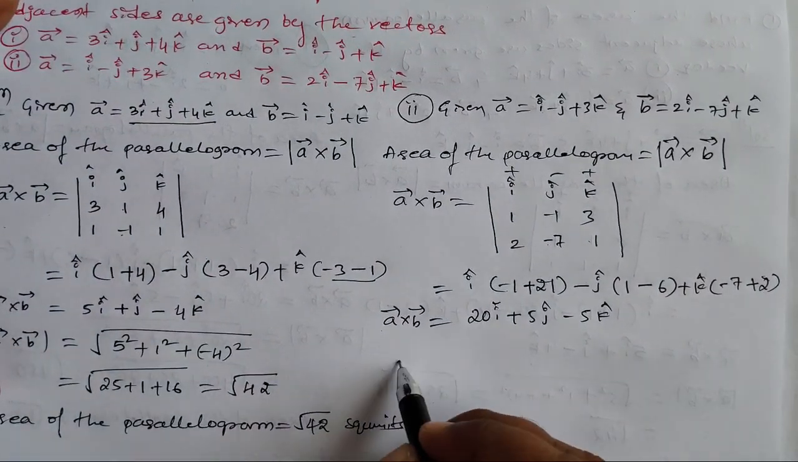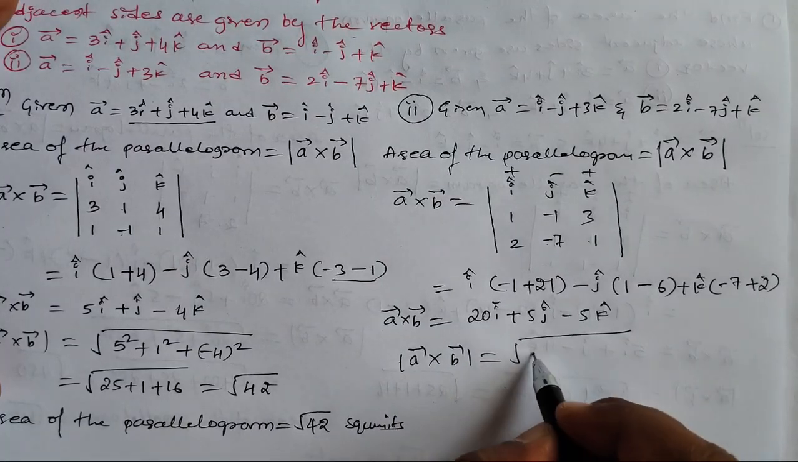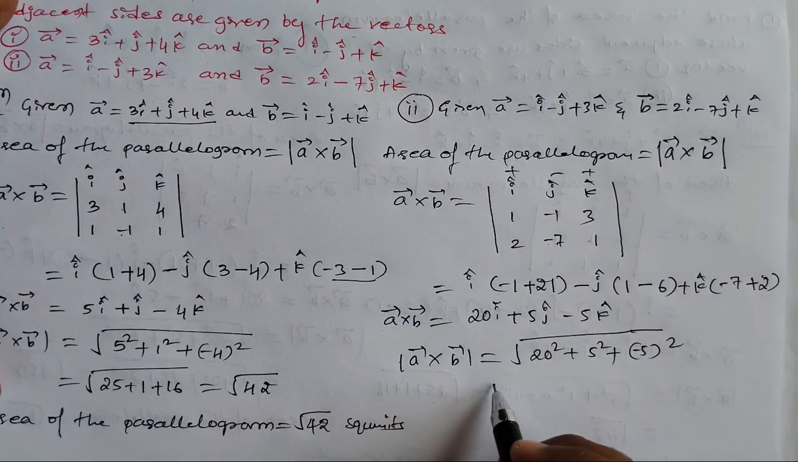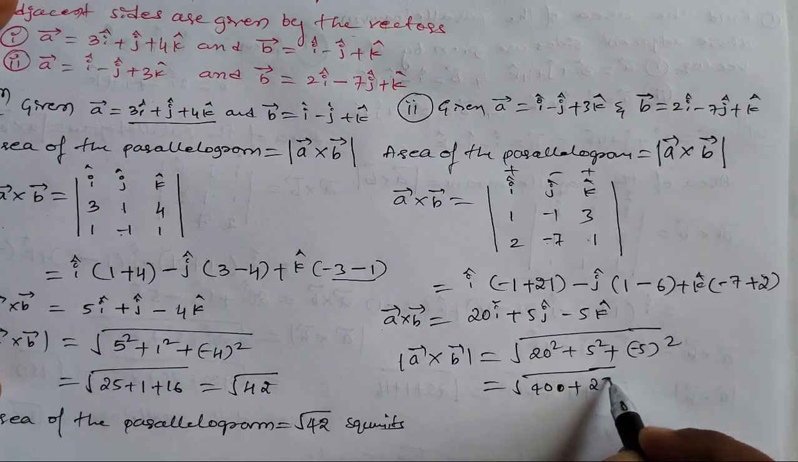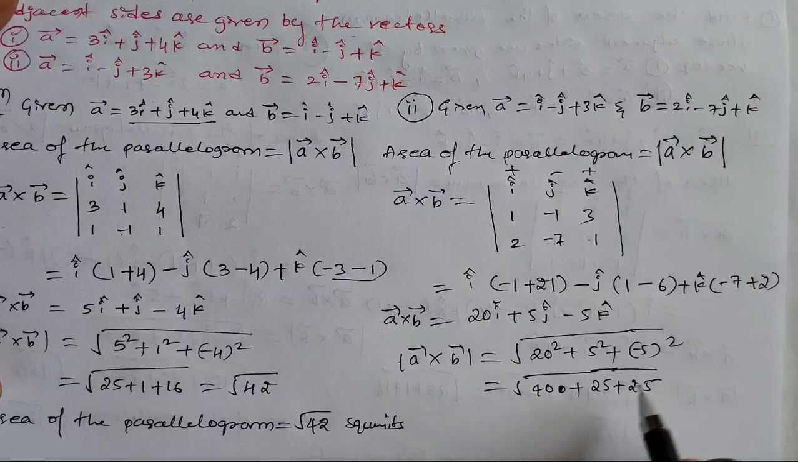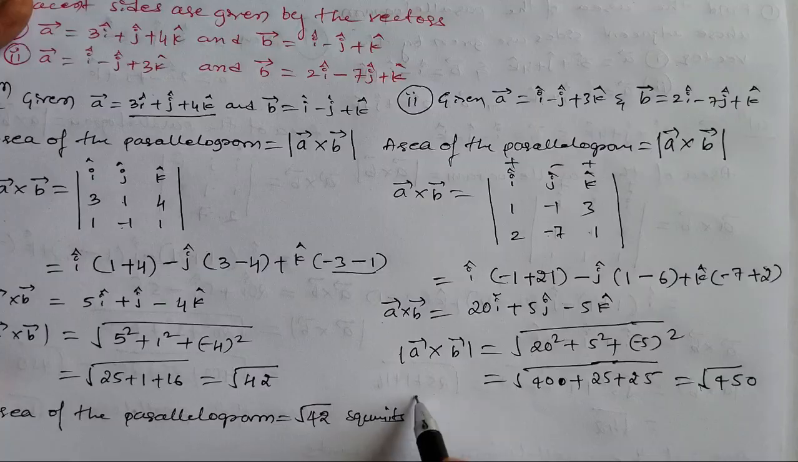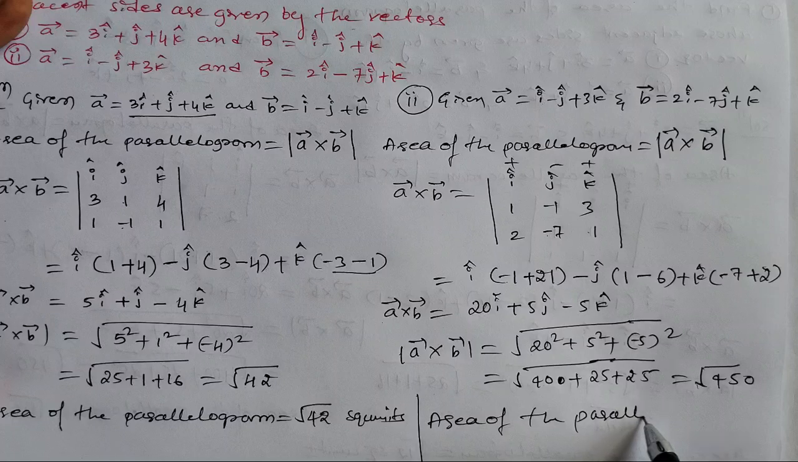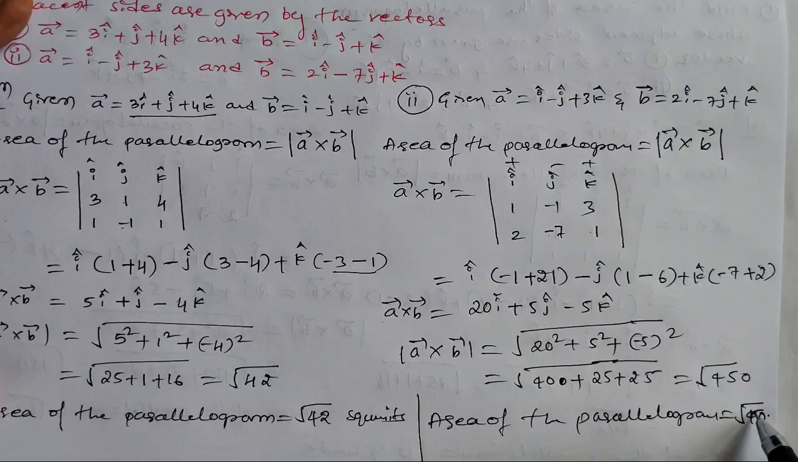Next, to find magnitude of A cross B, A vector cross B vector magnitude is equal to the root of 20 square plus 5 square plus minus 5 square. That is equal to root 20 square becomes 400 plus 25 plus 25. That is equal to root 450, right? Okay, next last you write area of the parallelogram is equal to root 450 square units. Right.